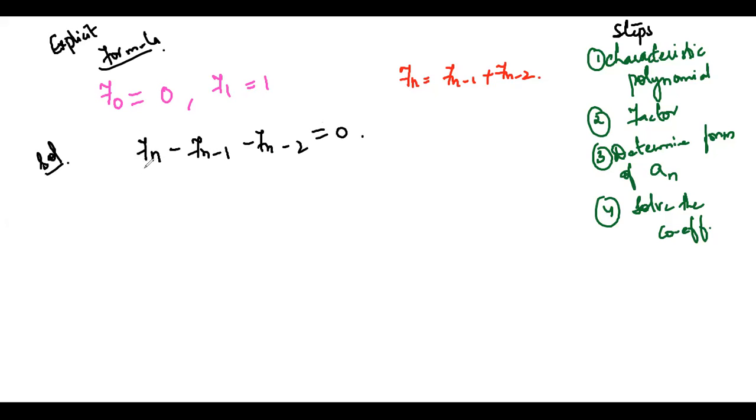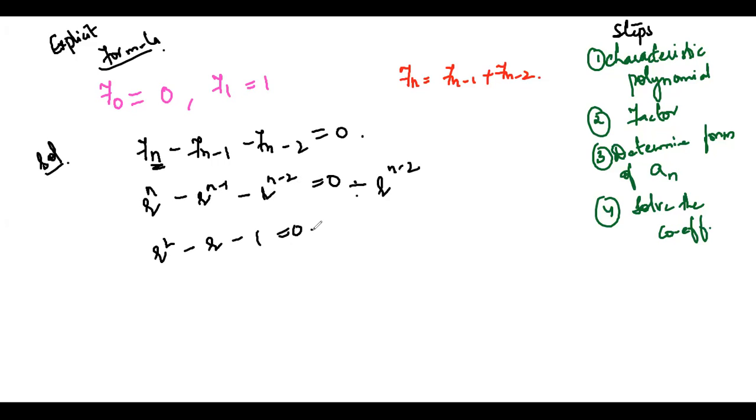Whatever term you have, take a variable and raise it to that power. So r, here we have the nth term, so r power n, minus r power n minus 1, minus r power n minus 2 is equal to 0. Now, since we have this last term r power n minus 2, we can divide the entire equation by r power n minus 2. So we get r square minus r minus 1 is equal to 0. So this is basically the characteristic polynomial, which is the first step.